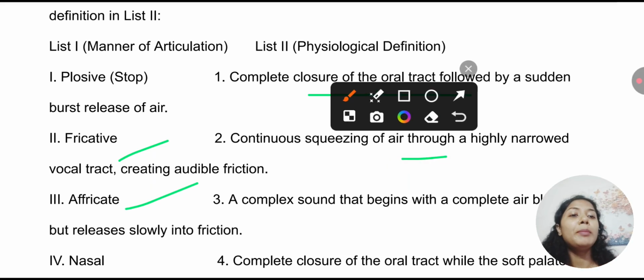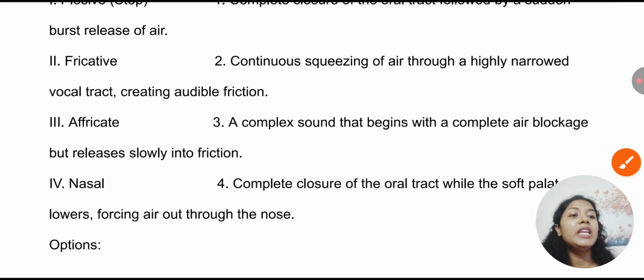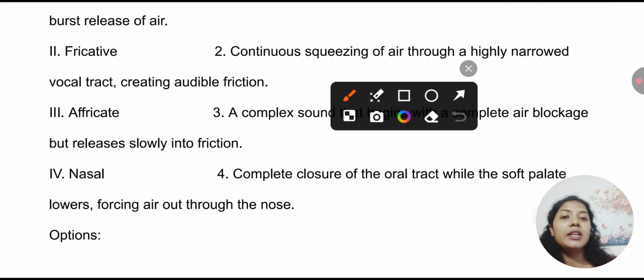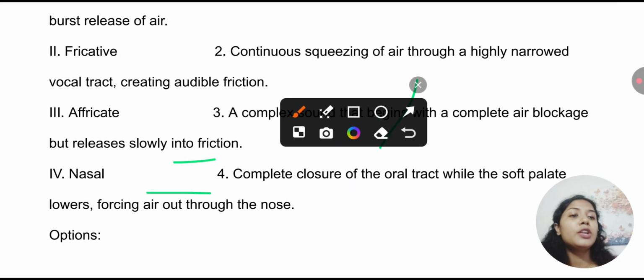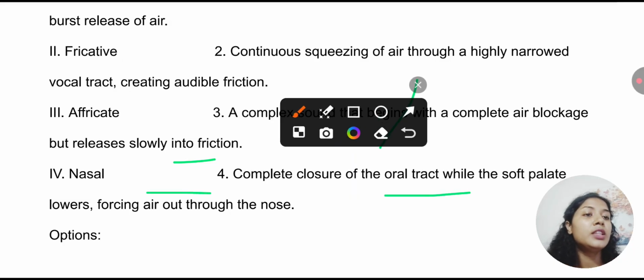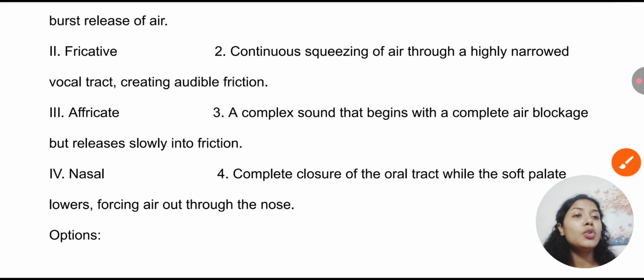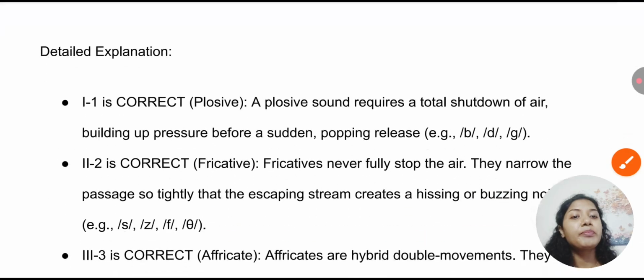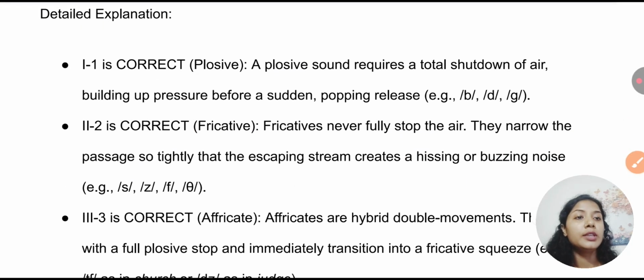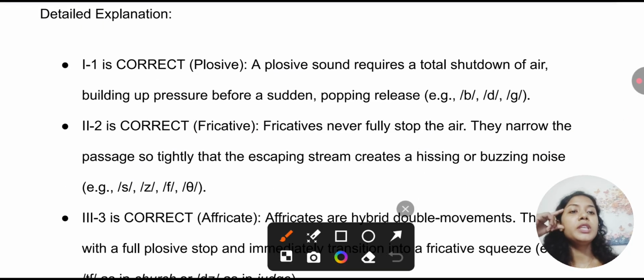Affricate, a complex sound that begins with a complete air blockage but releases slowly into friction. Okay, and then nasal, complete closure of the oral tract while the soft palate lowers, forcing air out through the nose. The air that passes out through the nose, that will be the example. You can see here plosive, like pronounce the word by yourself, B, D or G. So these are the plosives.